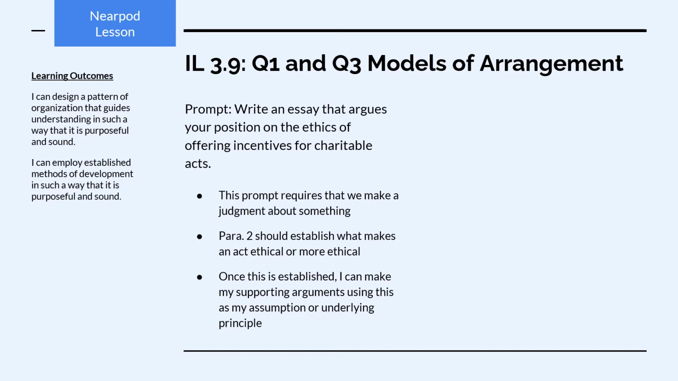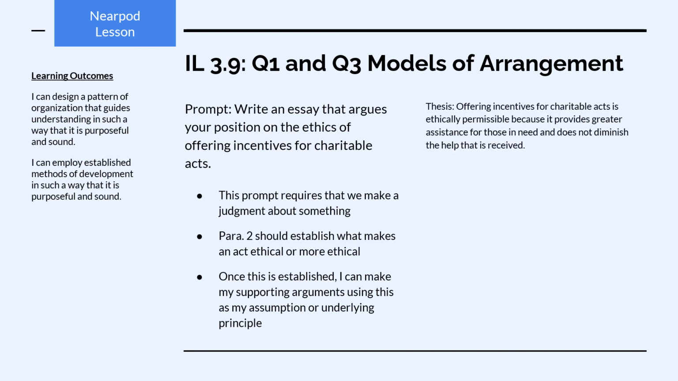But this is one of those prompts that requires that we make a judgment about something. When we're asked to decide whether something is ethical or not, we're asked to judge that thing. So here, our second paragraph, priming the audience, should establish our standard of judgment. In other words, we need to establish up front what it is that makes an act considered ethical or more ethical than another act. Once this is established, I can make my supporting arguments using this standard of judgment as my assumption or underlying principle for proving why my judgment is valid.